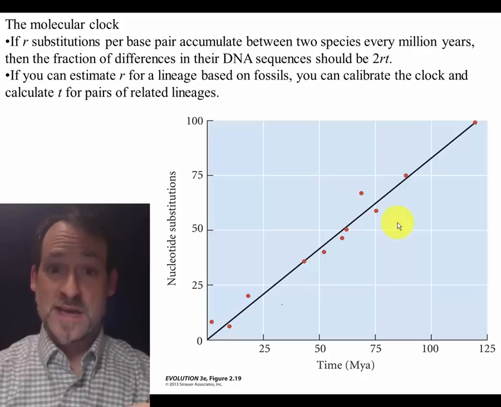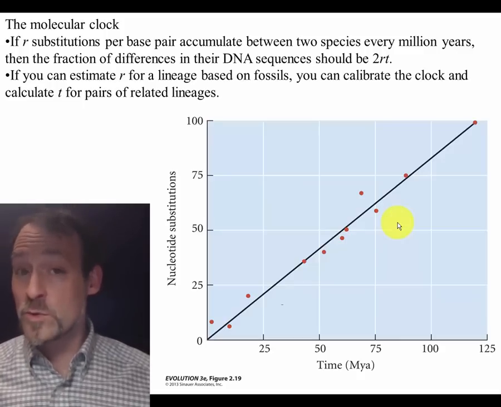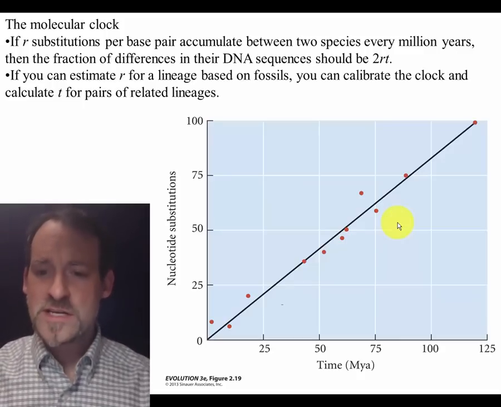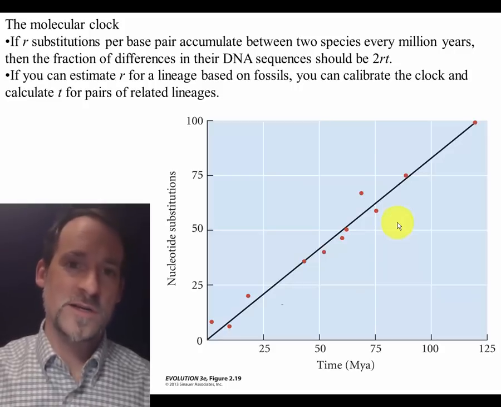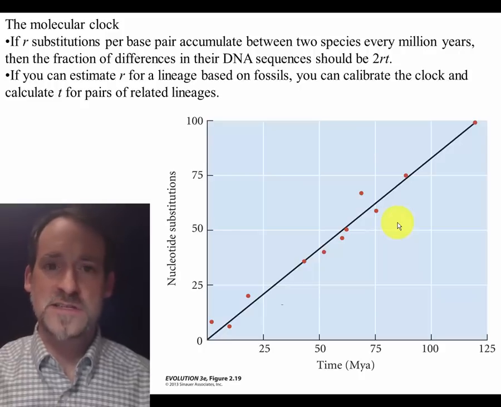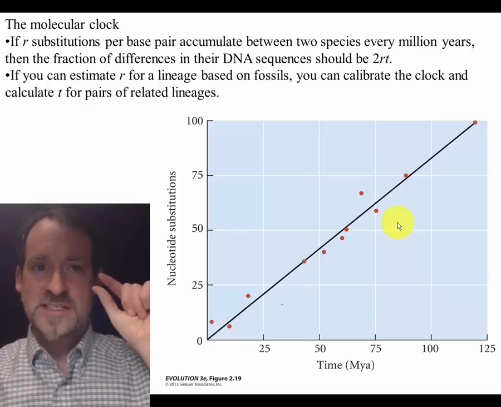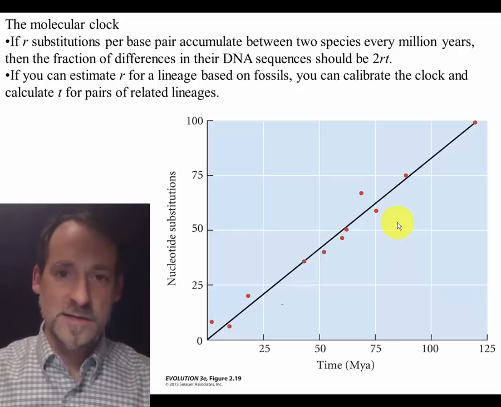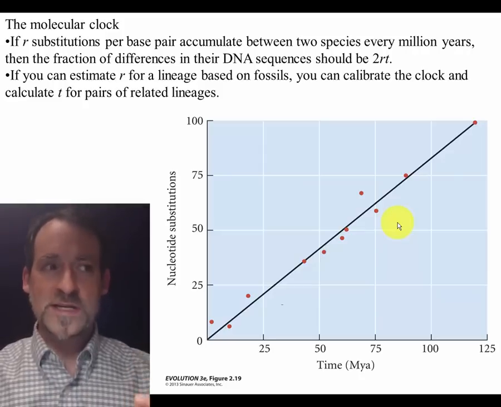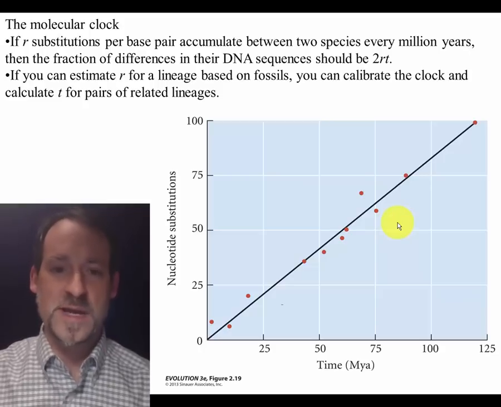Now that you've got R, you can use that to calculate T for all sorts of pairs of related lineages, whether you've got a fossil record for them or not. So all you need are a few points where you can calibrate your molecular clock, where you've got enough fossil evidence to get a good, precise estimate of R. And then you can use the molecular clock to determine when different pairs of lineages diverge from one another in the deep past.